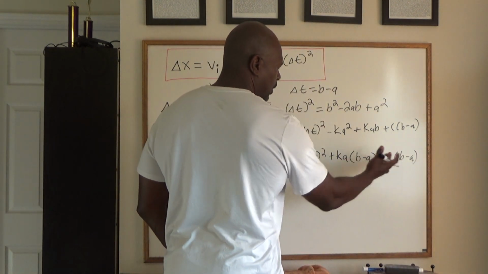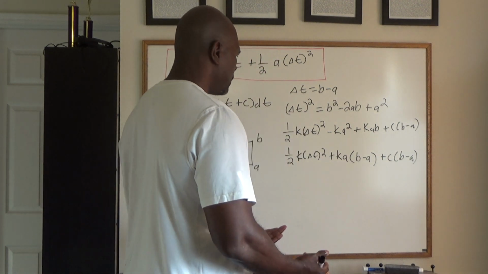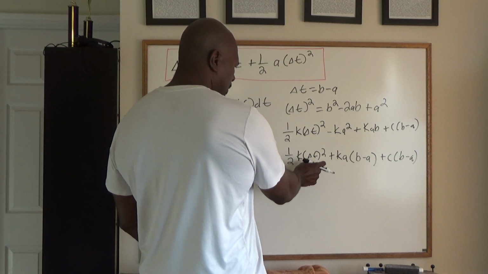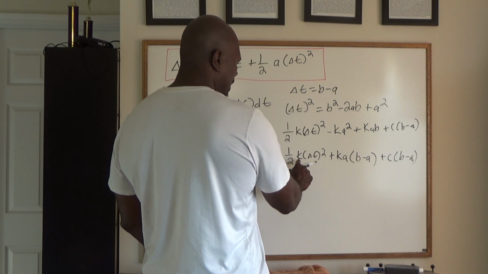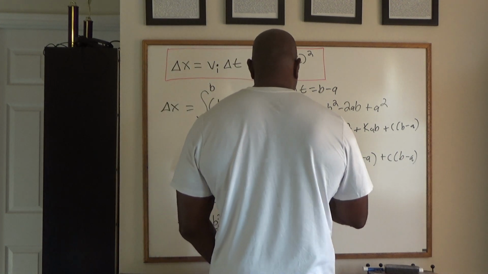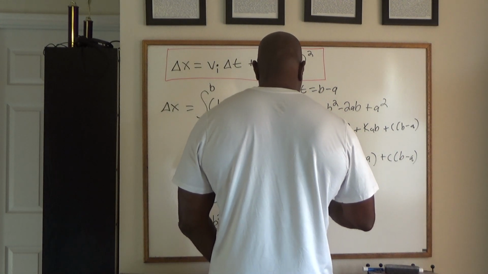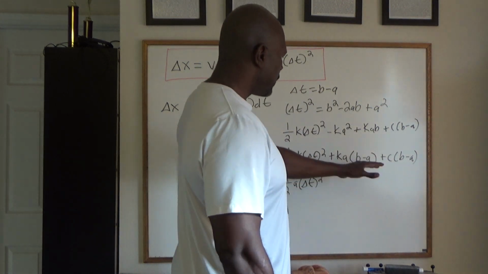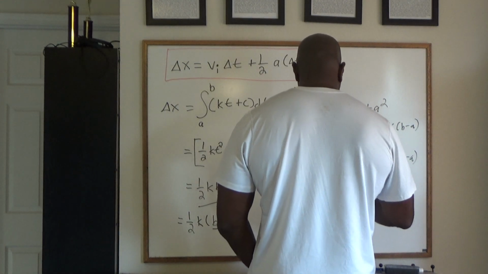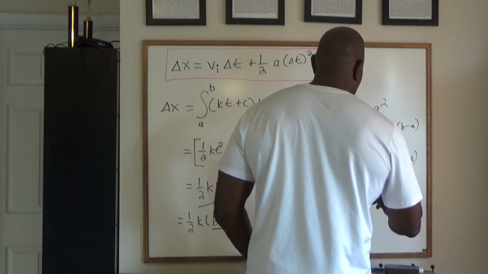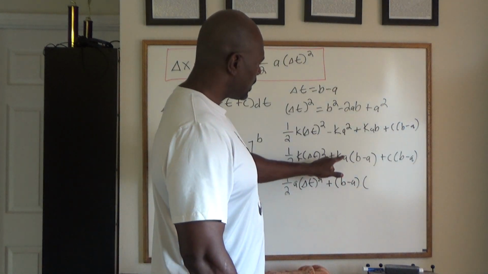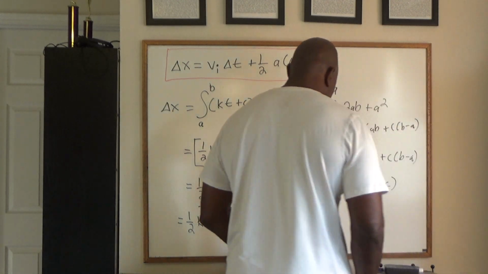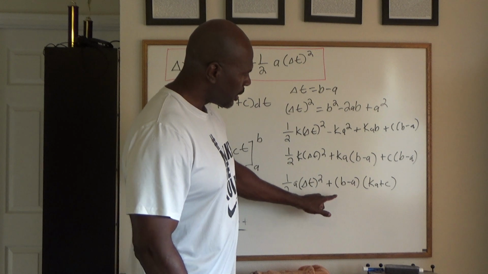So if you look at these final two terms, they both have a factor of b minus a common to both of them. So I'm going to factor that out. So again, I have 1/2 k times delta t squared, and I write k as a. I'm going to start writing it in the physics form. So that's 1/2 a times delta t squared. Now again, these two guys, I'm going to factor out b minus a. And when I factor out b minus a, what's left is ka plus c.